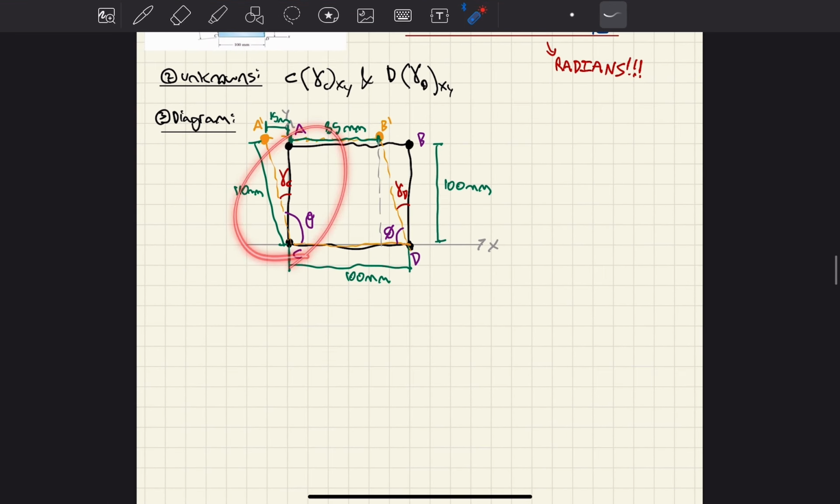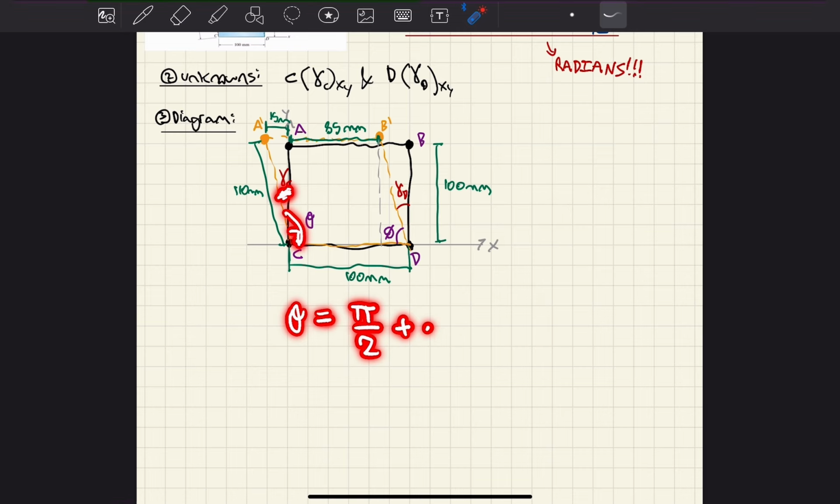Let's find theta first. The angle theta is equal to pi over 2 plus this gamma angle. We can easily find the gamma angle, and that's what we're looking for. Bear with me, we'll get to why I'm doing this in just a second. So theta is equal to pi over 2 plus this gamma angle.